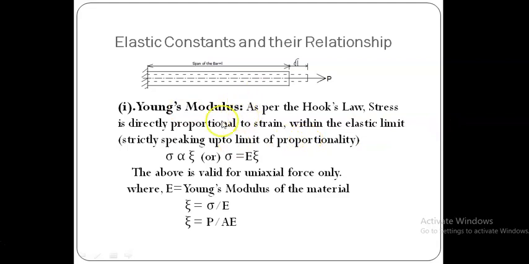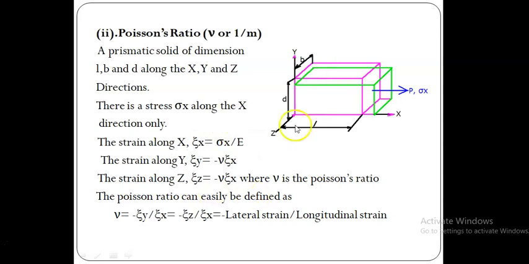As we have already discussed, as per Hooke's law, stress is directly proportional to strain within the elastic limit, strictly speaking up to the limit of proportionality. Therefore, sigma is directly proportional to epsilon, or sigma is equal to E into epsilon. Here E is the Young's modulus of the material, and therefore E can be defined as the ratio between stress and strain. That is, Young's modulus is equal to stress divided by strain. Next, Poisson ratio.